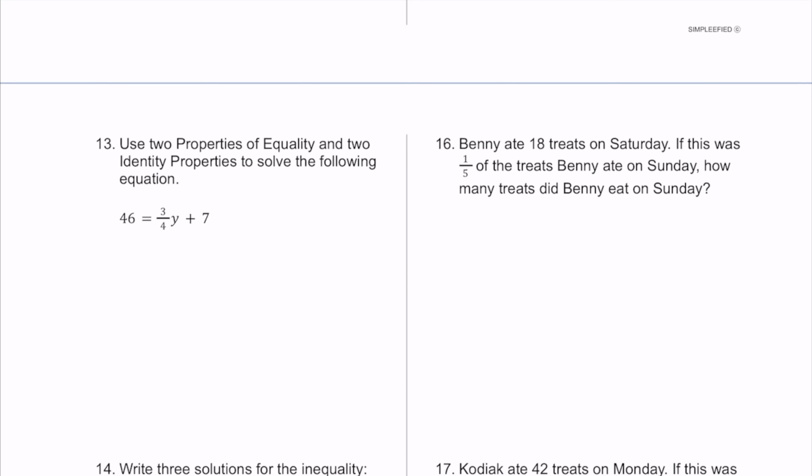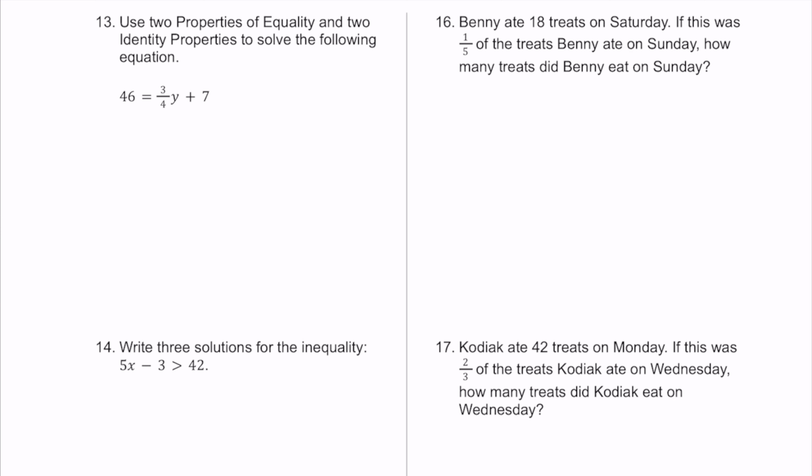Here's number 13. Let's go ahead and try another one of these equations using those properties of equality and identity properties. Let's go ahead and just start by writing down the equation. 46 is equal to 3/4 multiplied by y, and then plus 7. So just like last time, we should always add or subtract on both sides first. So let's go ahead and use the subtraction property of equality.